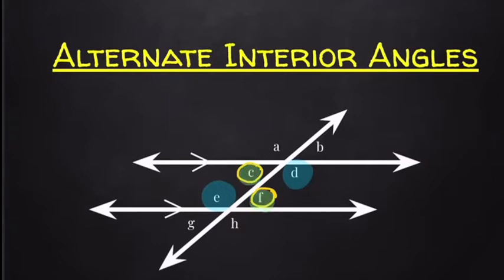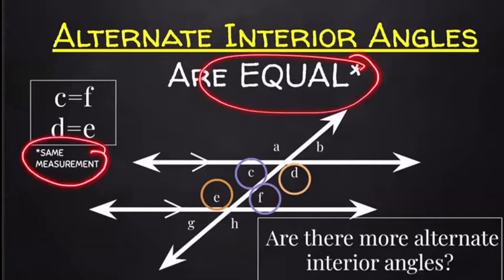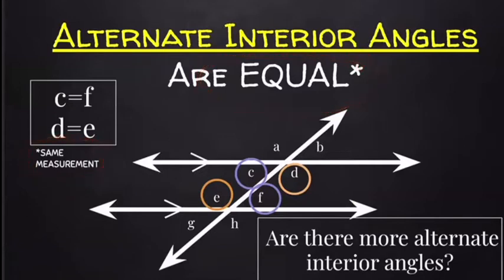Are there any other alternate interior angles other than C and F and D and E? There's none，冇，因為淨係得4個選擇。Okay, because we only have 2 parallel lines, and there are only 2 sets in between. So what do we know about alternate interior angles? They are equal. That means they have the same measurement. If angle D is 120 degrees, what would the measurement of angle E be?